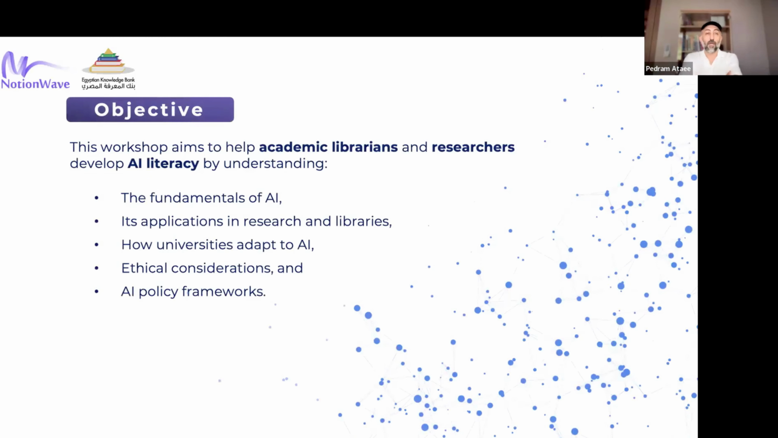The very high-level objective of today's session is we would like to share some fundamentals of AI with you. We will share the main applications of AI in research and libraries, and the methodology and approach of how leading universities adopt AI, how they deal with ethical considerations, and how they deal with the AI policy framework in their own institutions. These are the very high-level topics that we are gonna share during today's session.